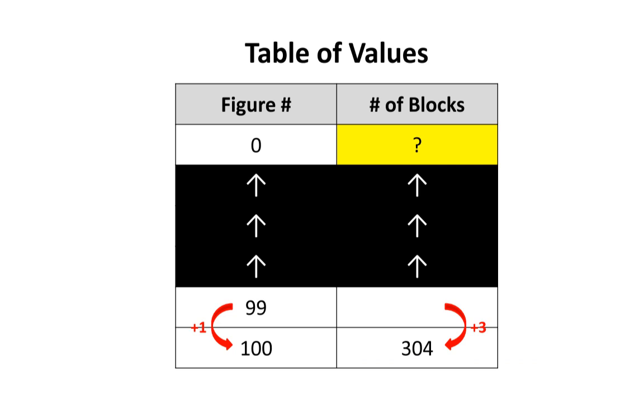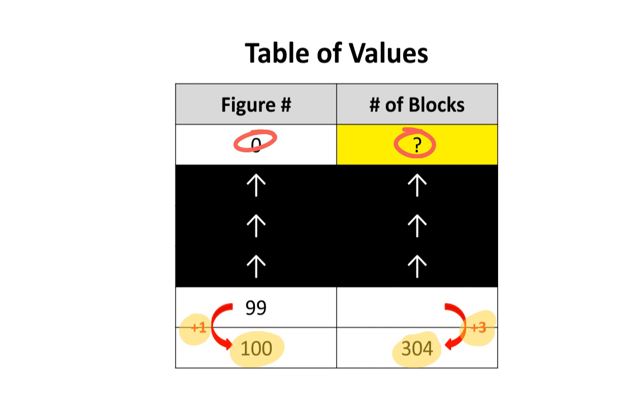Now, what happens if I give you a table of values like this? I've only given you two pieces of information. You know that figure number 100 contains 304 blocks. You also know that the rate of change is an increase of 3 blocks for every one figure number. We want to know how many blocks are in figure number 0. In other words, we want to know the initial value.